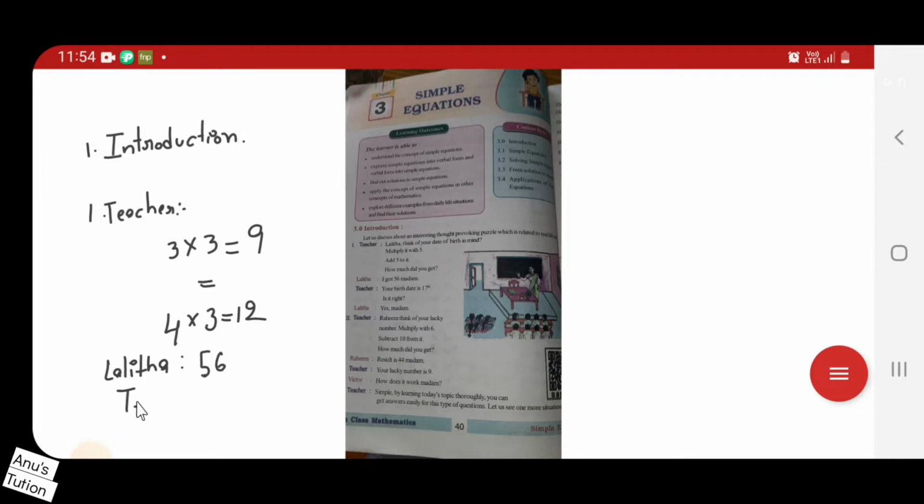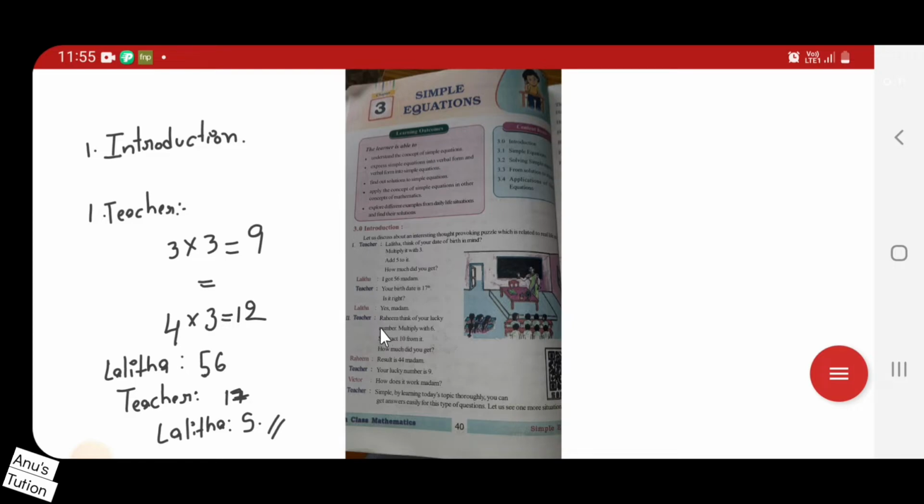Next, the teacher replied that your date of birth is 17. Is it right? Your date of birth is 17. Is it right? Lalita said, yes ma'am. Lalita said yes. This is the example for the thought-provoking puzzle.